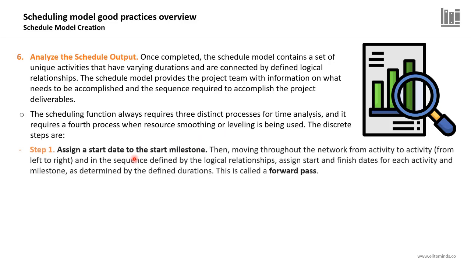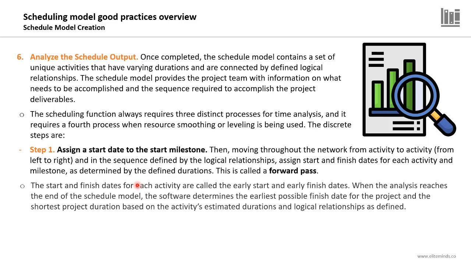The discrete steps are, first of all, assign a start date to the start milestone. So you need to assign a start date for the first milestone in the project, which is usually the start date of the project. Then moving throughout the network from activity to activity, usually from left to right, in sequence defined by logical relationships, assign start and finish dates for each activity and milestone as determined by the defined durations. This is known as the forward pass.